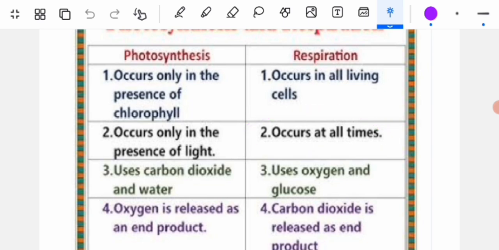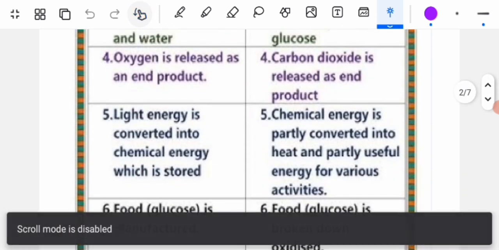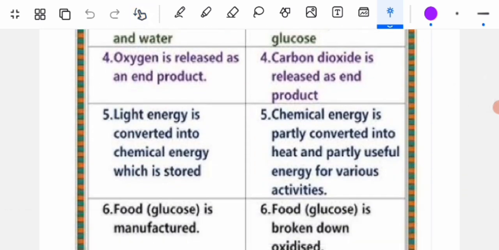So what is the substrate they will use in photosynthesis? That is carbon dioxide and water. But here we will use a carbohydrate, that is glucose, and maybe with the help of oxygen or without the help of oxygen we will do respiration, है ना? Okay. Next, oxygen is released as a byproduct in photosynthesis, and here पर we will take oxygen and we will release carbon dioxide.